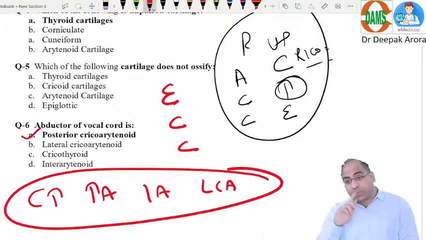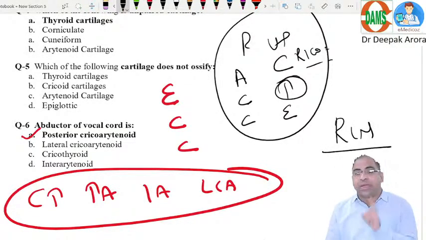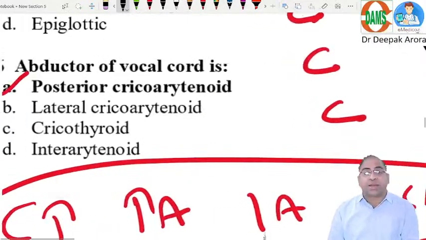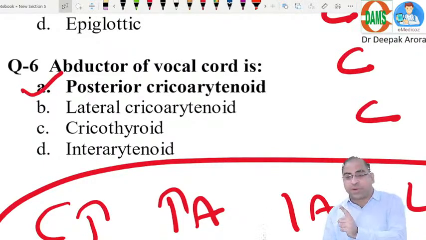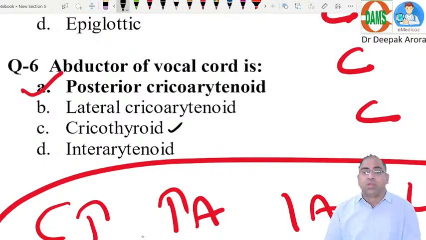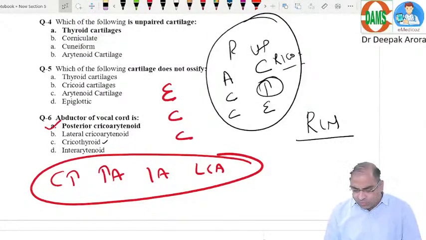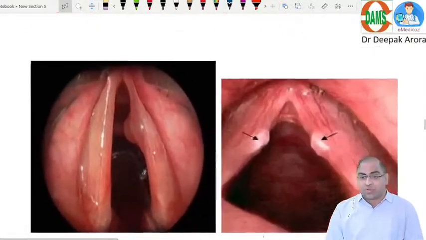All muscles are supplied by the recurrent laryngeal nerve, except cricothyroid. So they can either ask you which of the following is an abductor or which of the following is not supplied by the recurrent laryngeal nerve. Answer will be cricothyroid. So I am showing you these 3 MCQs, very favorite of your anatomy examiner. Clear?